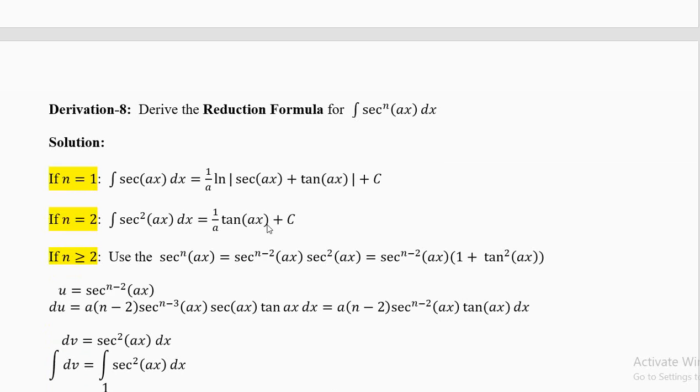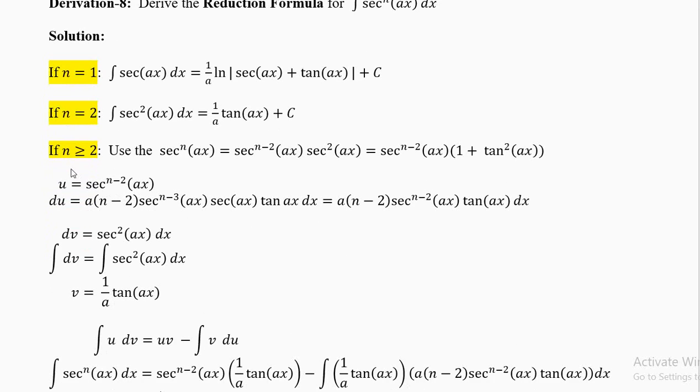Now same thing will happen for secant power n. When n equal to 1, your integration is 1 over a ln absolute value secant ax plus tan ax. When n equal to 2, secant square, you can directly do it as we have done it before, 1 over a tangent ax plus c. When n is greater than or equal to 2, both are allowed, then you use secant power n, you convert to secant power n minus 2 into secant square.